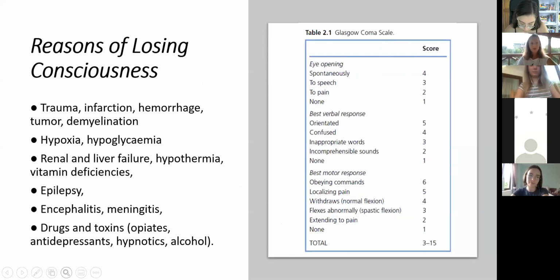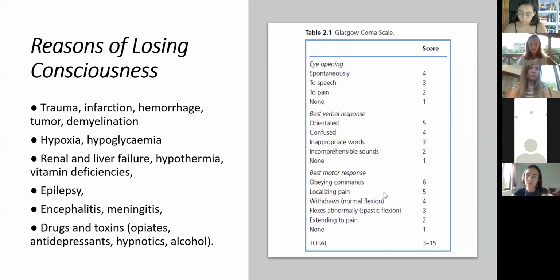So there are some reasons for losing consciousness, and it can be trauma, infection, and hypoxia, and it can be due to some diseases like epilepsy. And there are a lot of other reasons, like some drugs, and hypothermia can actually make you unconscious. And what I want to state here is there's a Glasgow coma scale from 3 to 15, which states how bad your coma state is. It is very commonly used in emergency medicine.